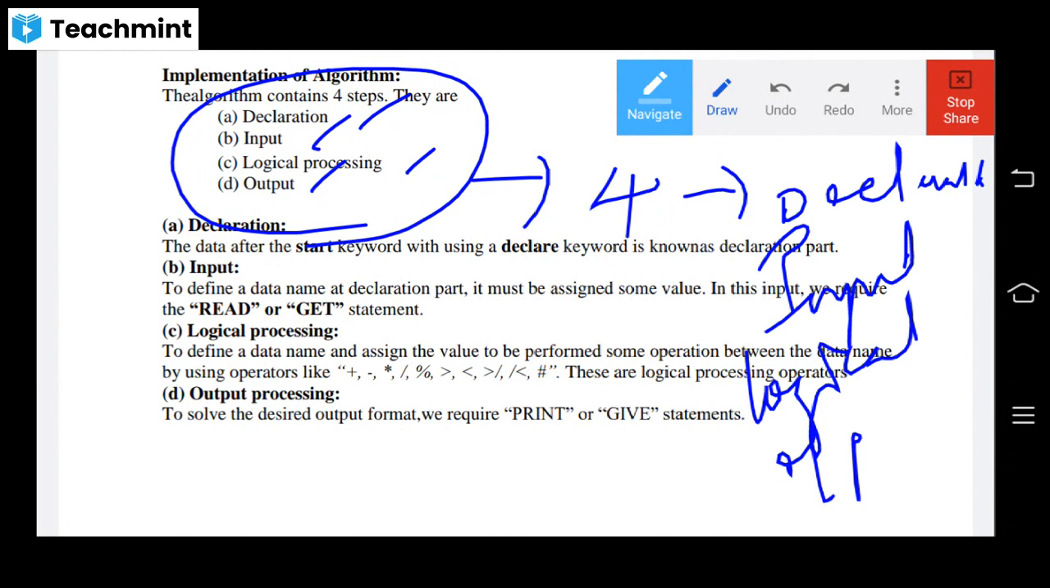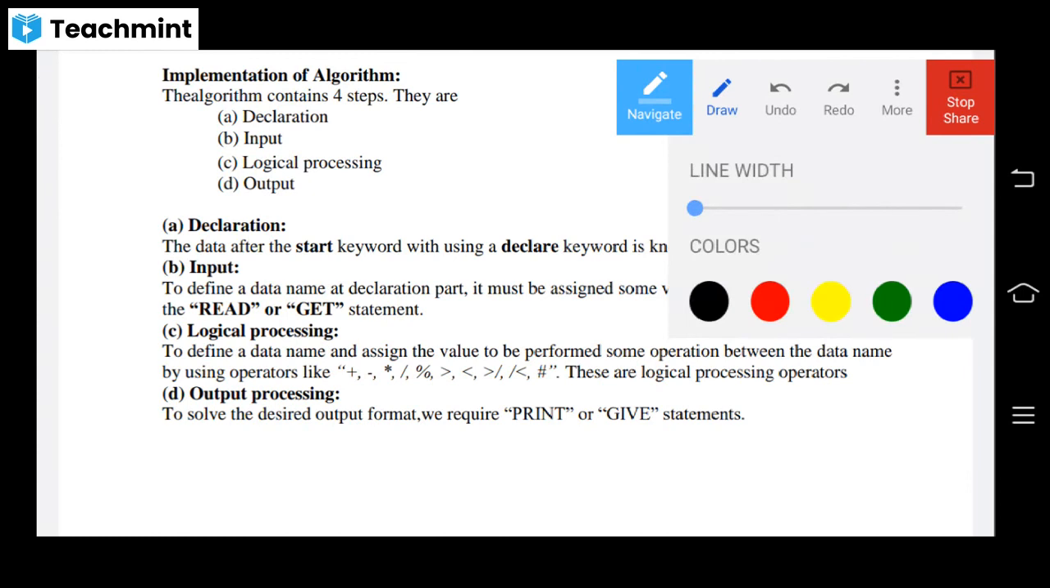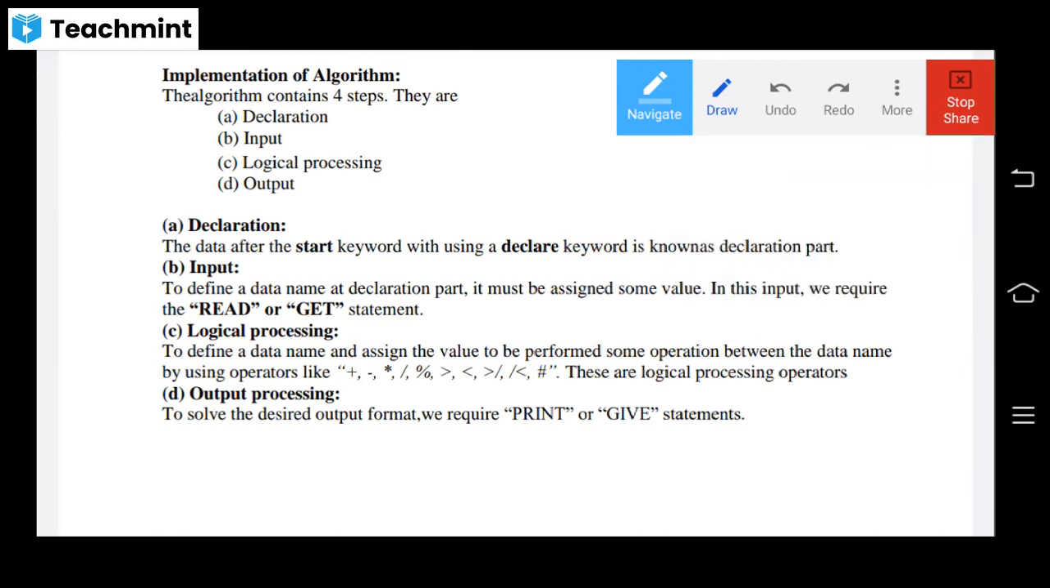First we go through the declaration. What does the declaration mean? The data after the start keyword, with using a declare keyword, is known as the declaration part.